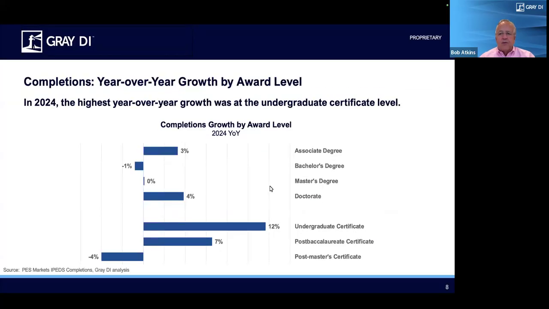The distribution of growth varies a lot by degree level. So associate's was up 3%, bachelor's declined slightly, master's flat, doctoral degrees up 4%, and then the certificates saw some pretty good growth for undergrad and post-bac certificates, 12% for undergrad, 7% for post-bac, and a 4% decline in post-master's certificates.